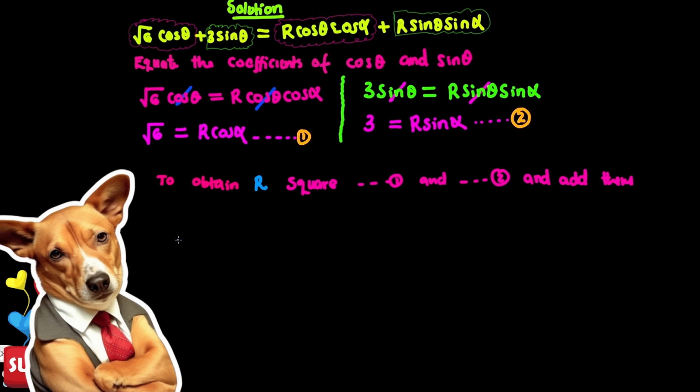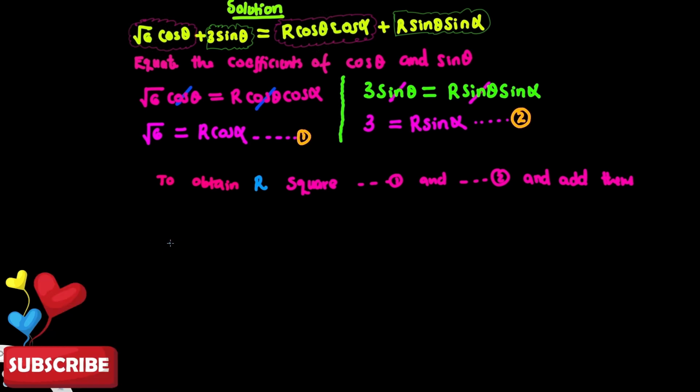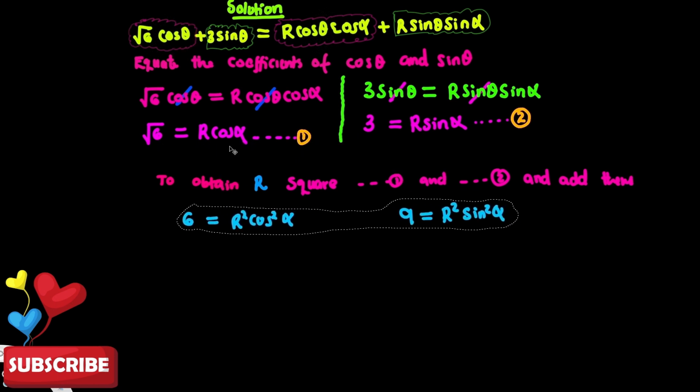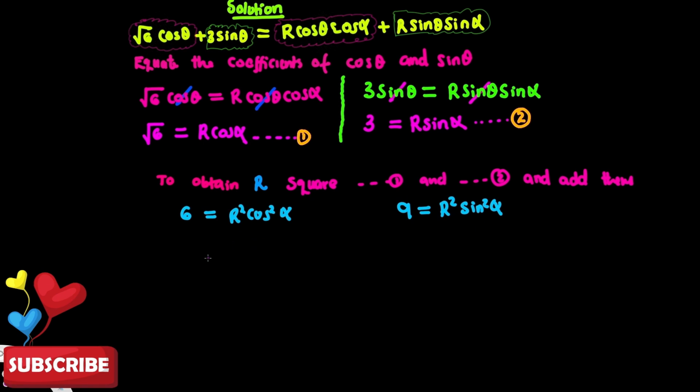So if we square the first part, we are going to have what? If you square root 6, it becomes 6, and this becomes r squared cos squared alpha. If you square 3, it becomes 9 equals r squared sine squared alpha. So these particular terms that we have here, we can transport them down here so that we can add them as we agreed.